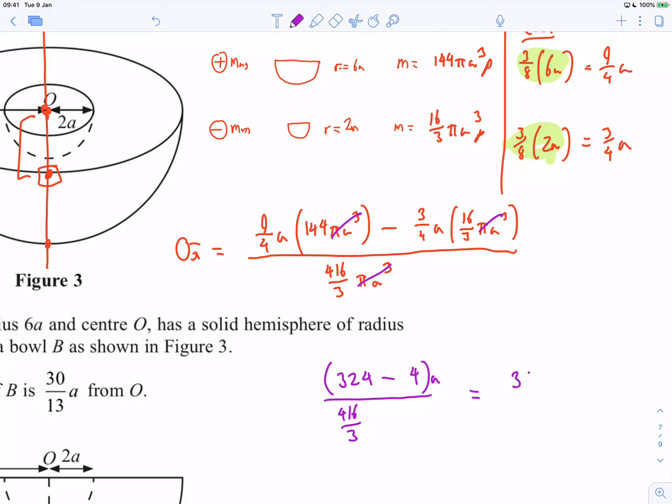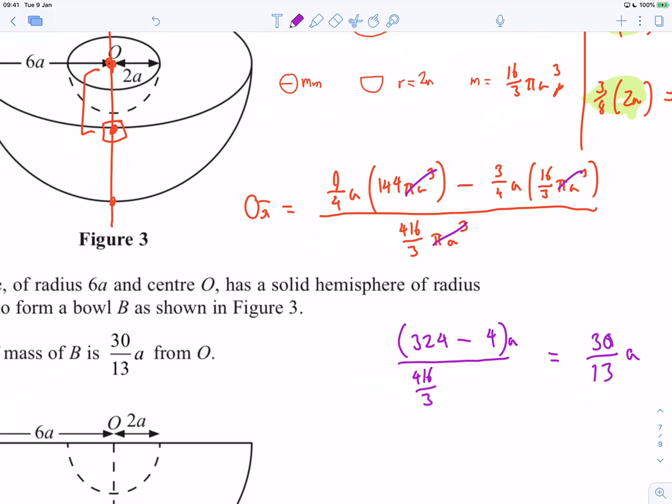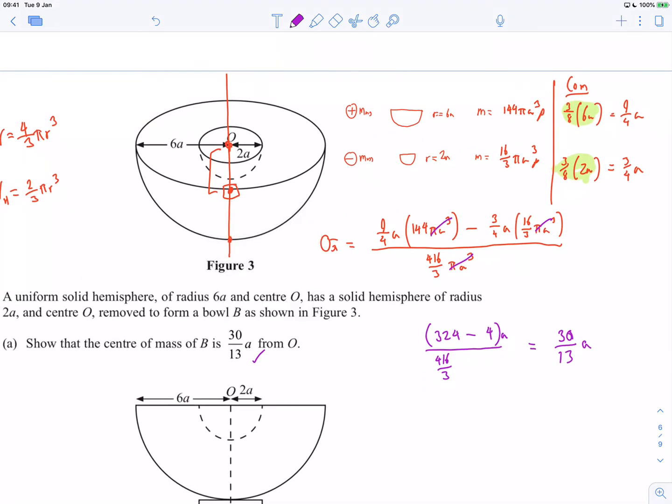Whew, and that turns out to be 30 over 13a, which is indeed exactly what I wanted. So yeah, man, I used circles instead of volumes. That's pretty lame. Okay, but yeah, it worked out in the end. Okay, so my bad.